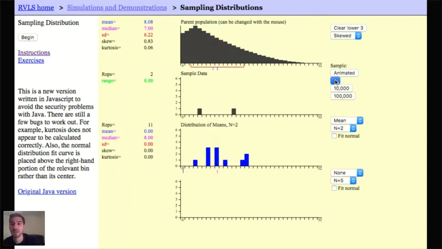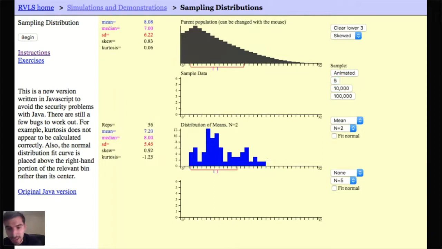If I skip ahead and do 5 at a time, okay, starting to build up a sampling distribution and starting to look like it might end up being skewed. I've taken 56 samples so far, each of sample size 2 people from this original population. And it's not quite looking the same as the original population. Let's skip ahead. All right, 10,000. So this time, I see that my sampling distribution is still a little bit skewed to the right.